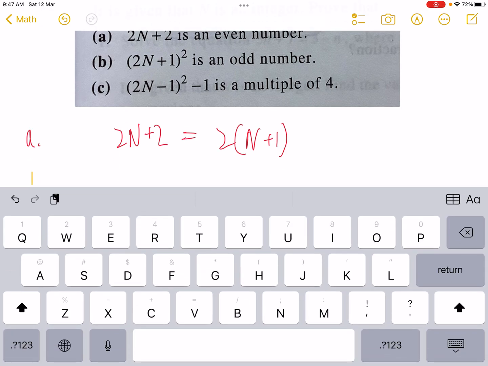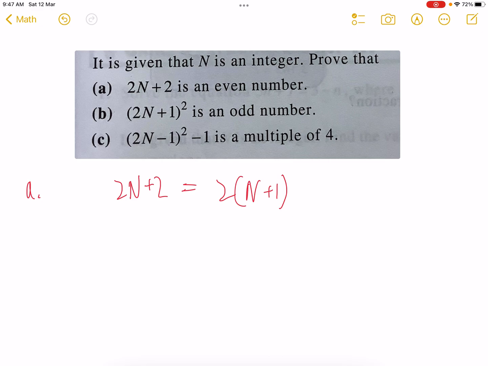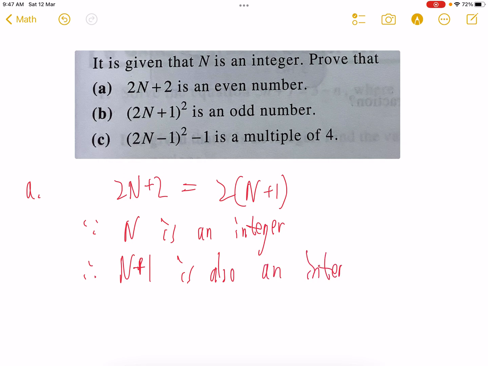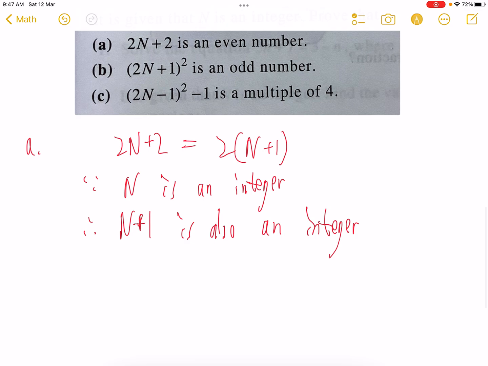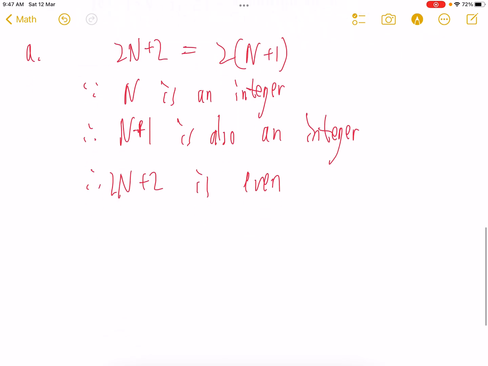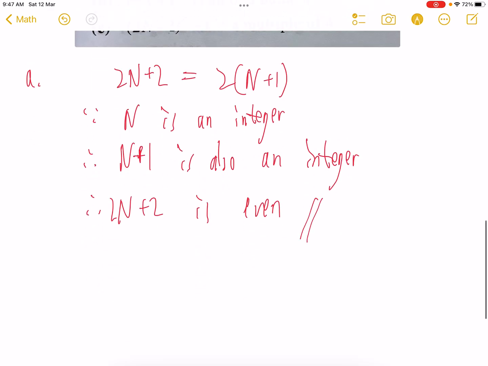But well, yeah, I'm just going to write down, because n is an integer, that means n plus 1 is also an integer, and that means 2n plus 2 is even. Okay, my super bad handwriting. Anyways, that's how we prove it.